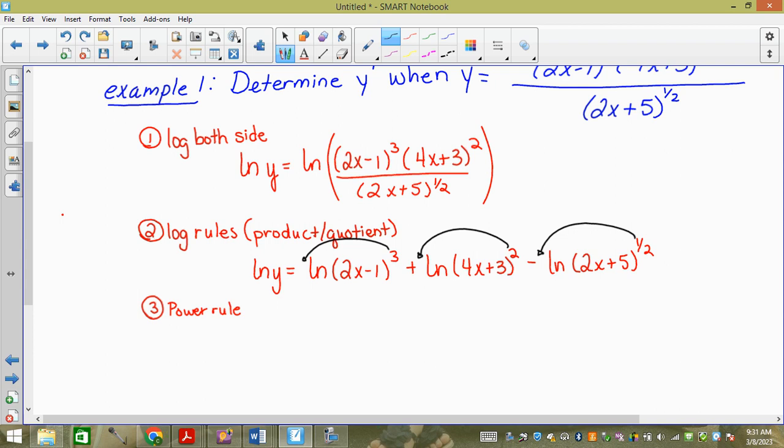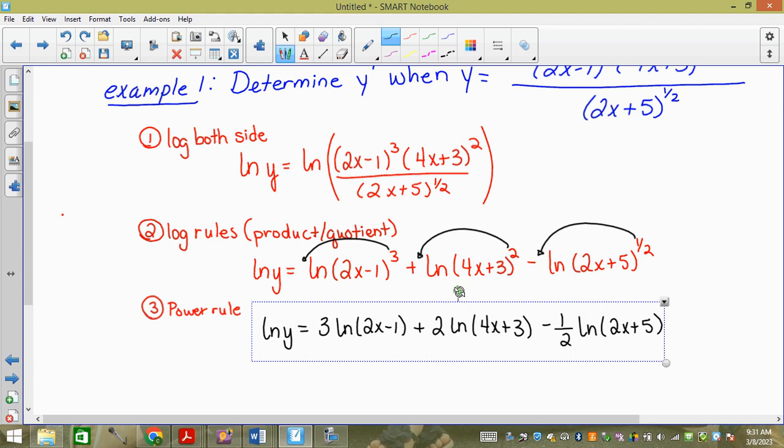So we're going to go ln y equals 3 ln (2x minus 1) plus 2 ln (4x plus 3) minus 1 half ln (2x plus 5). Now it's in a format that's easier to do derivatives with.